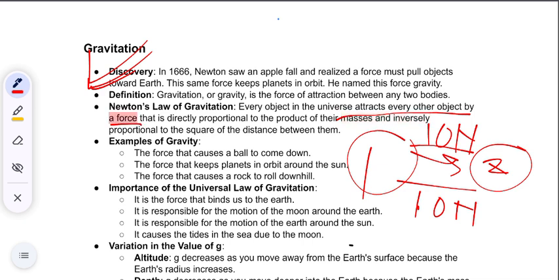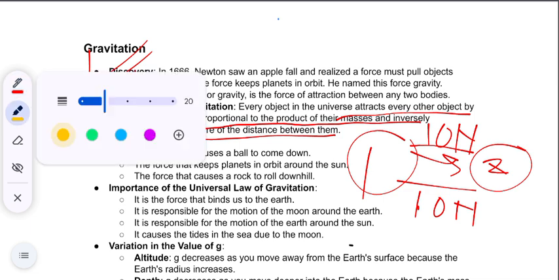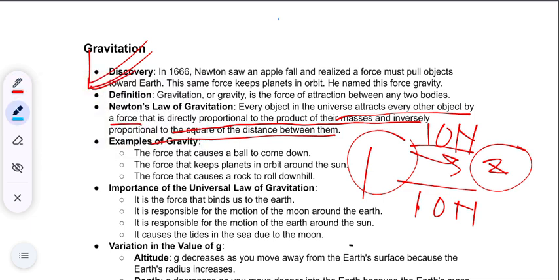Every object in the universe attracts each other by a force. That force is proportional to the product of their masses and inversely proportional to the square of the distance between them. If not understood, let me explain once again. Take any object in the universe, it attracts each other by a force, and that force is directly proportional to the product of their masses, and the square of the distance between them is inversely proportional.